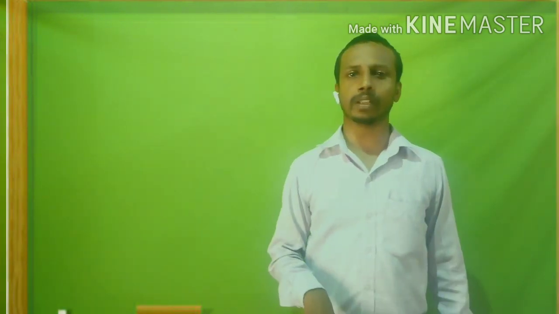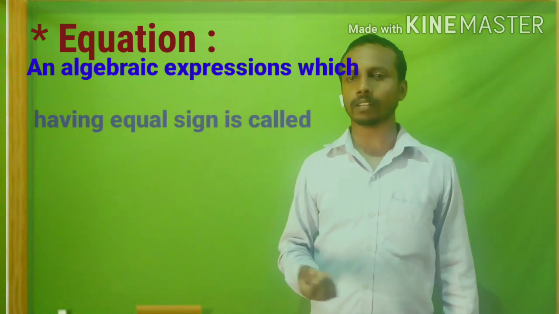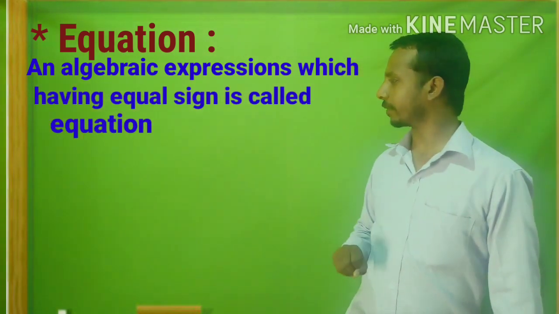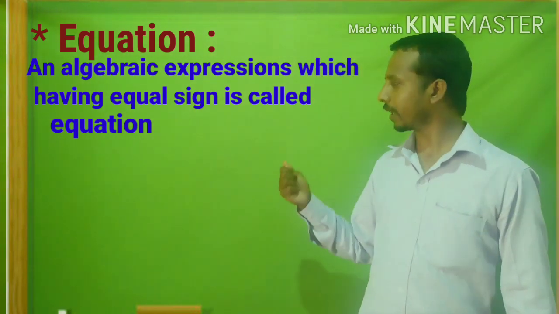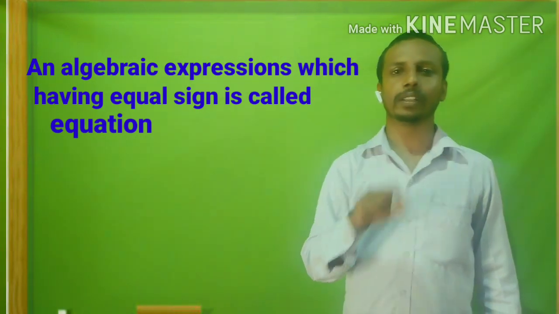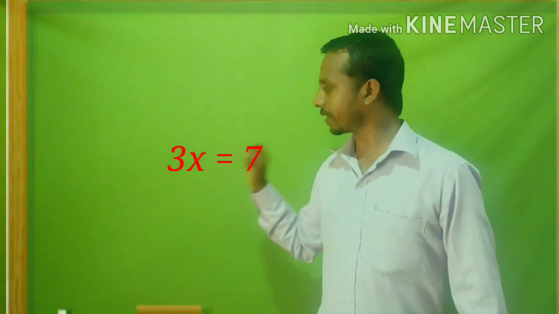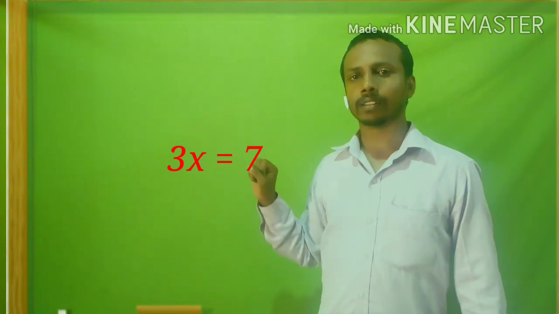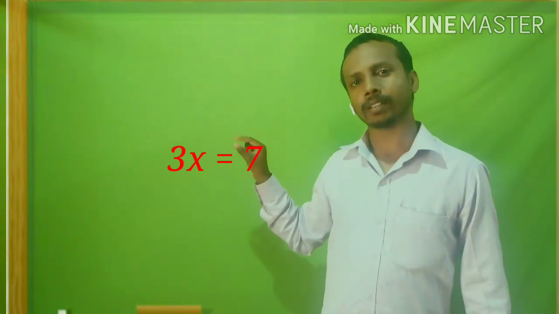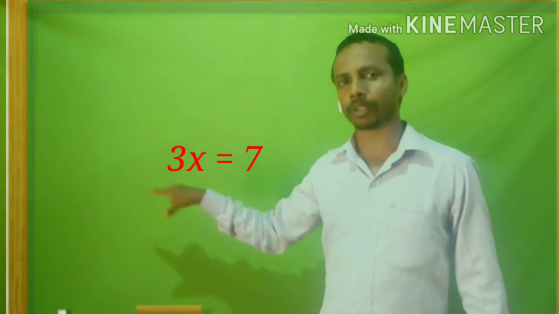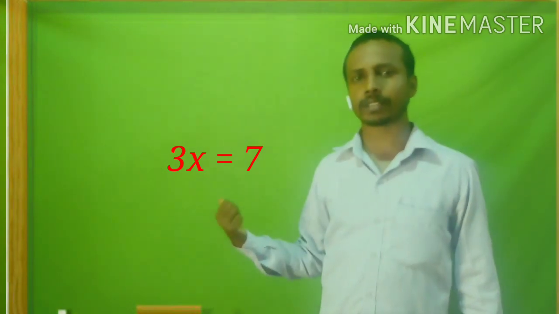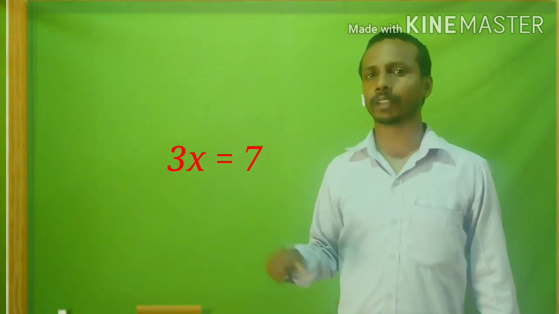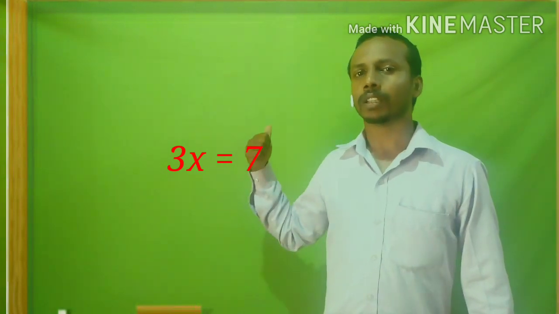Now, an equation means an algebraic expression which has an equal sign. An algebraic expression which has an equal sign is called an equation. For example, 3x is equal to 7. Here in 3x is equal to 7, 3x is an algebraic expression, and this algebraic expression has an equal sign. Therefore, it is an example of an equation.